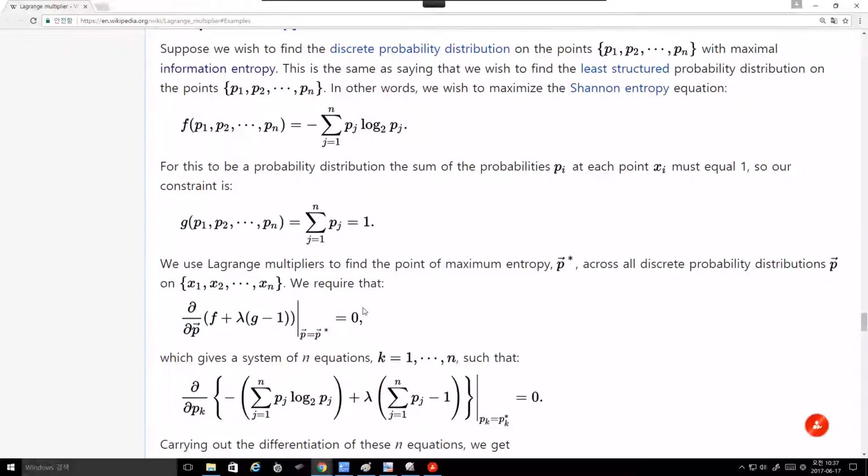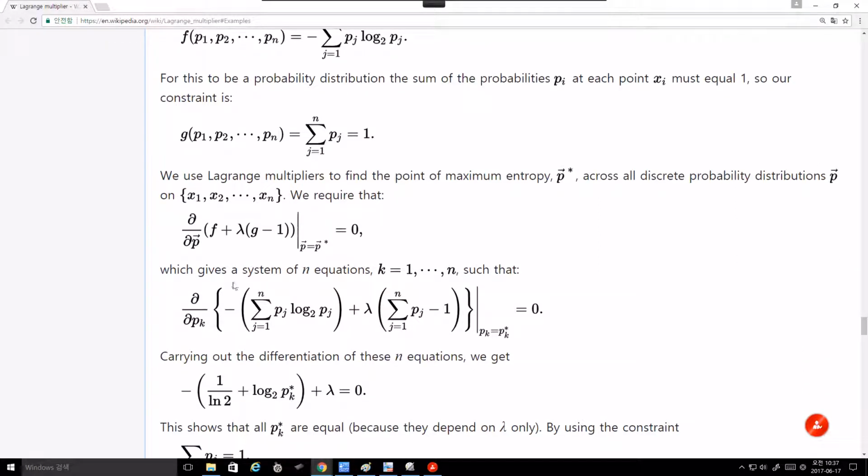And we find the first order condition, the gradient set equal to 0. So this is the Lagrangian: f plus lambda times (g minus 1), because the constraint is 1. We take the derivative with respect to p, plus lambda, and set it to 0, which gives a system of n equations that looks like this.